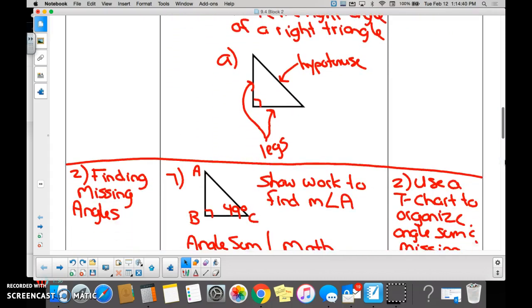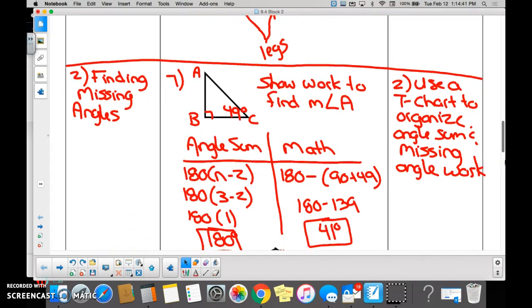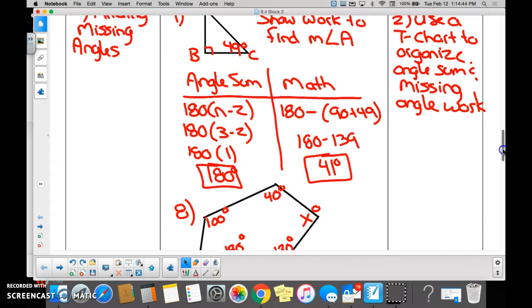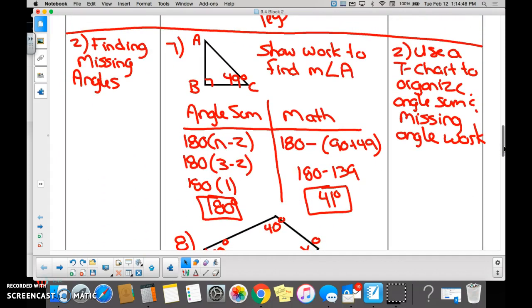All right, so number 2. There is a triangle. This angle right here measures how much? 90. And this angle measures what? 49. I needed to figure out the measure of angle A, right? Yes. In order to find it, I need to know what all 3 of the angles add up to, right? Yes. So I use this formula.